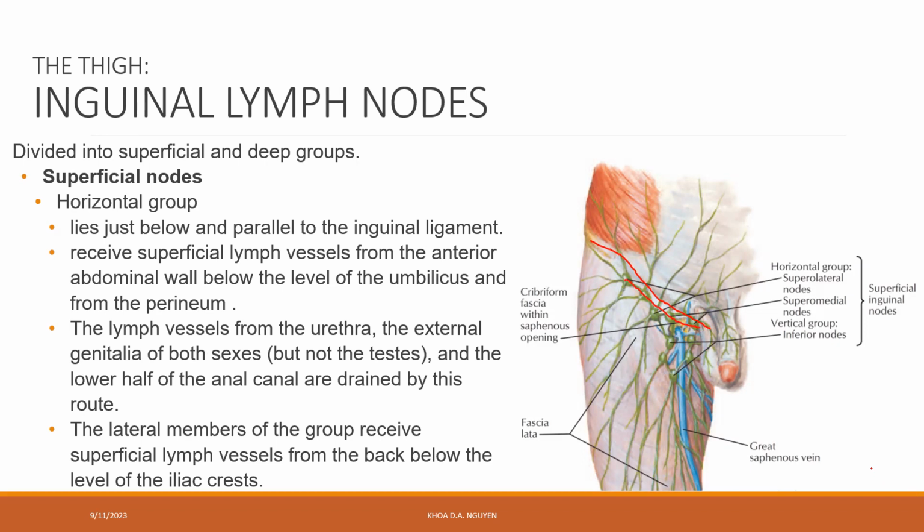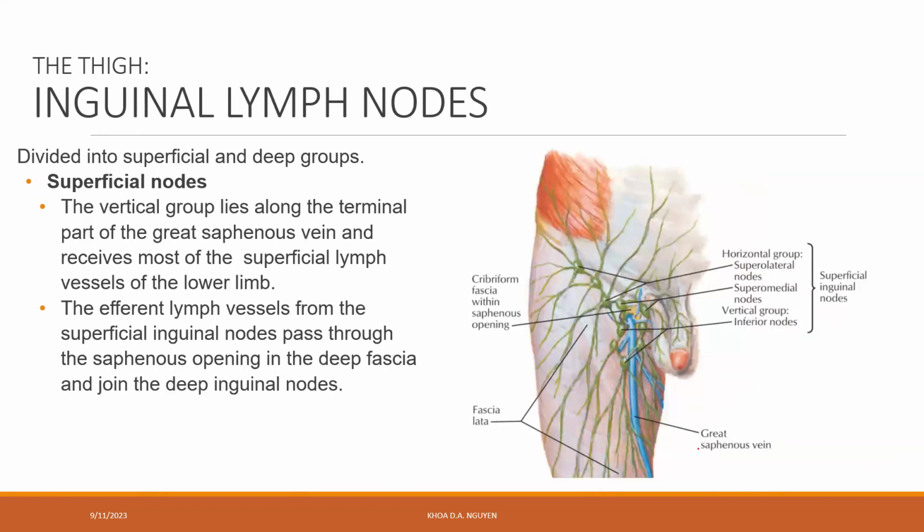Okay. Now, where's the vertical group? The vertical group lies along the terminal path of the great saphenous vein and receives most of the superficial lymph vessels from the lower limb. Vertical group, this one. And if you look very carefully, they form a T. So the superficial nodes have the vertical group and the horizontal group, and they form a T with each other.